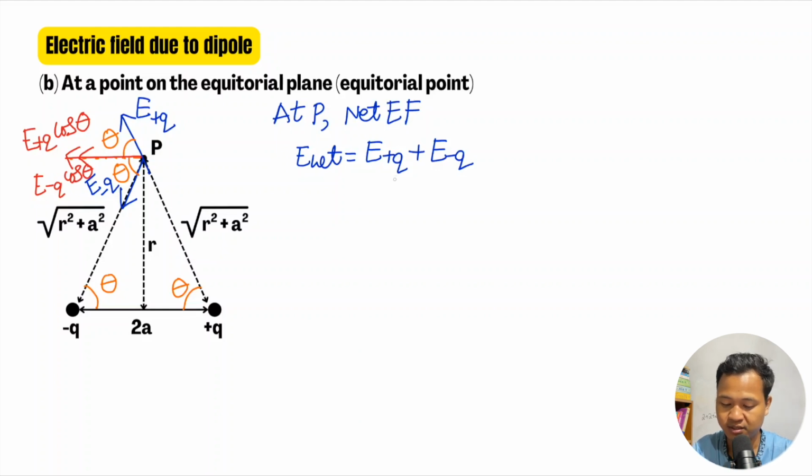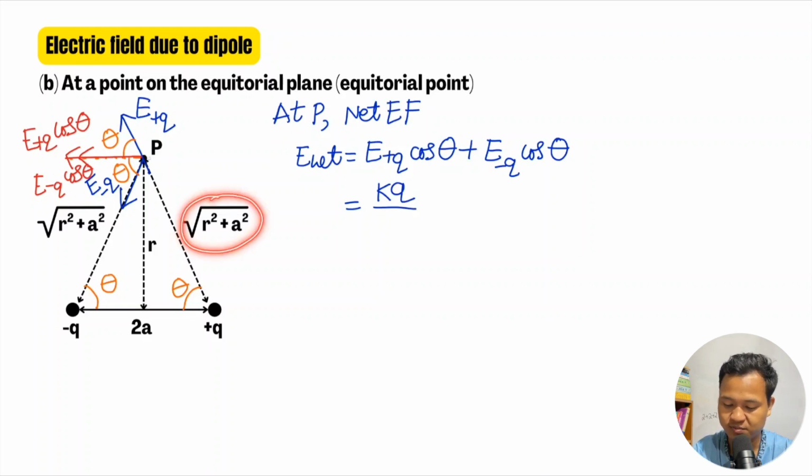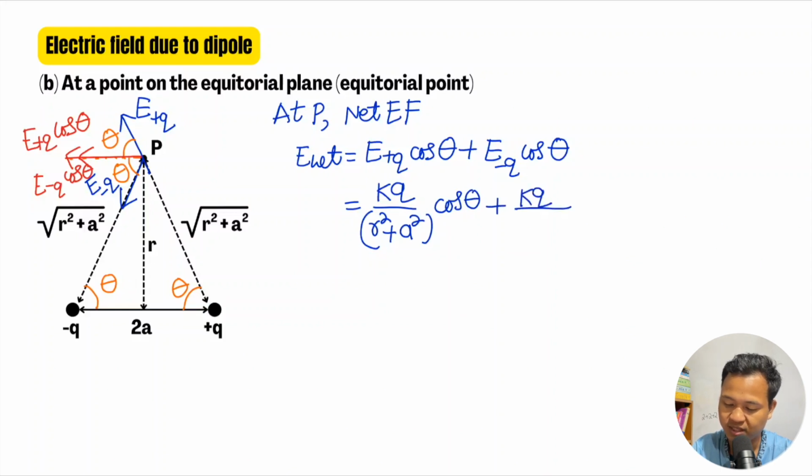So E net will be E plus Q cos theta plus E due to minus Q cos theta. The sin theta components cancel out. E due to plus Q is k into q divided by r square, where r is the distance, so this is r square plus a square, the root cancelling out. So I will have here r square plus a square cos theta, plus kq divided by r square plus a square cos theta.